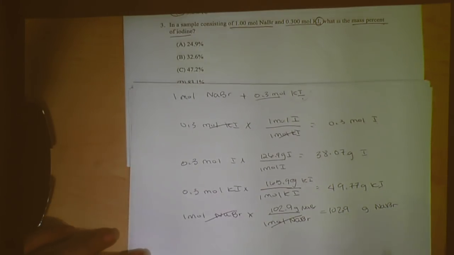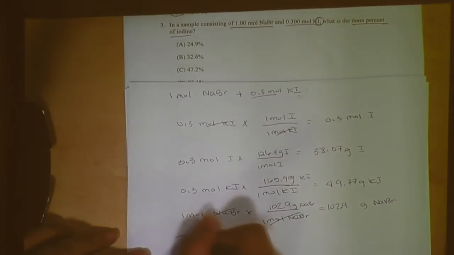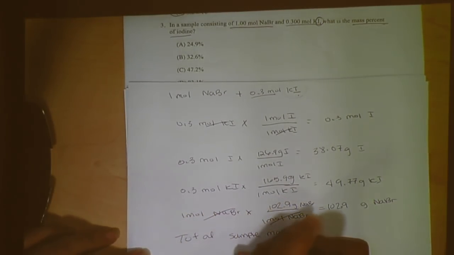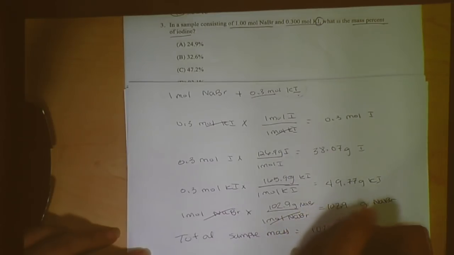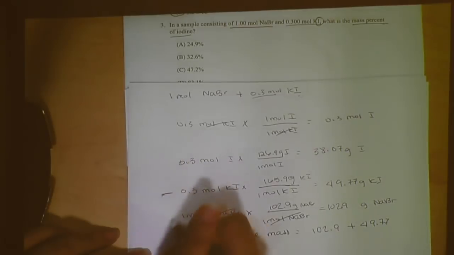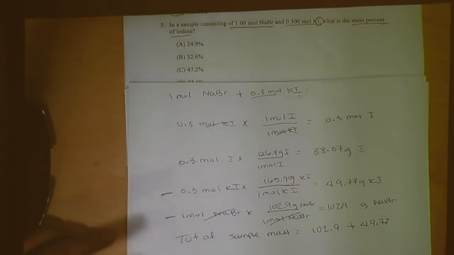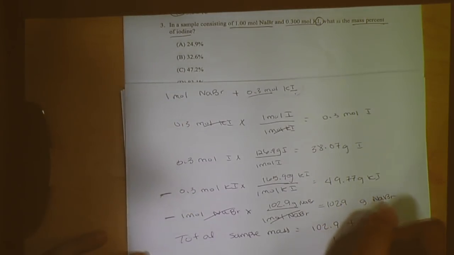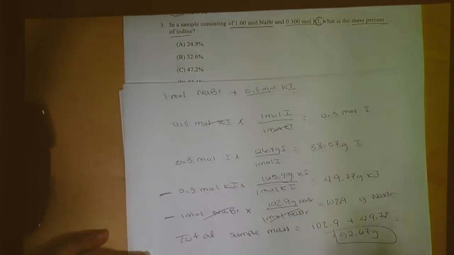So with that, the total sample mass is the 102.9 plus the 49.77, which I got from here and from here, from converting the overall to grams. And this gives me 152.67 grams. So that's my total.